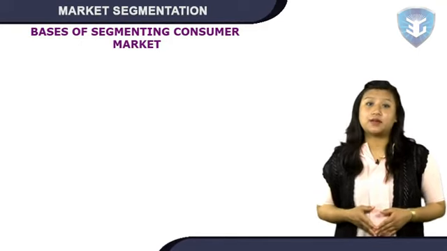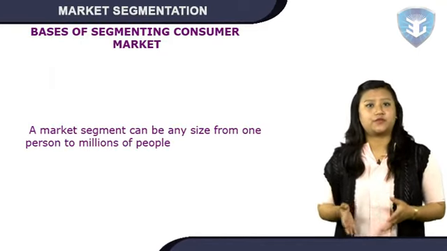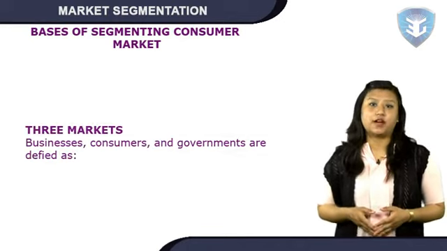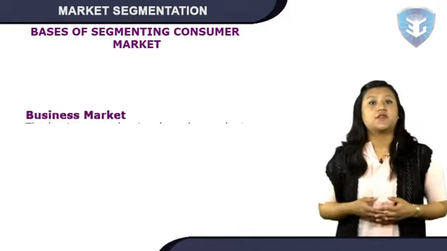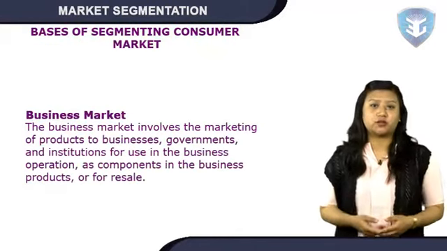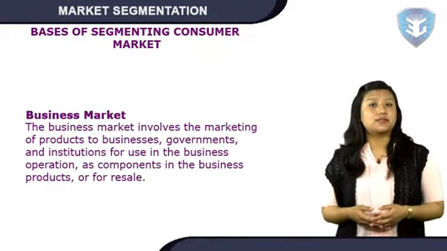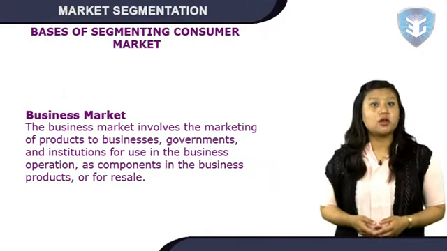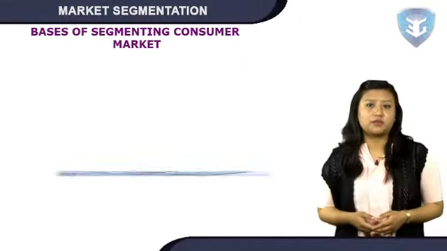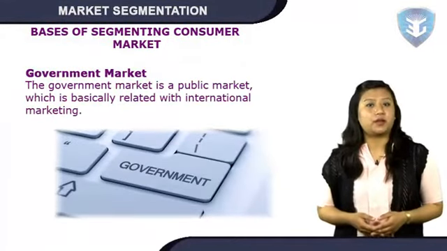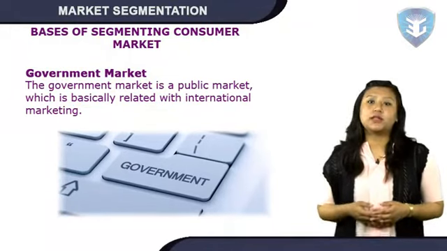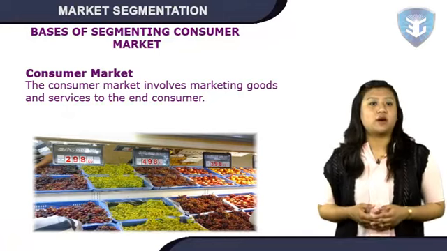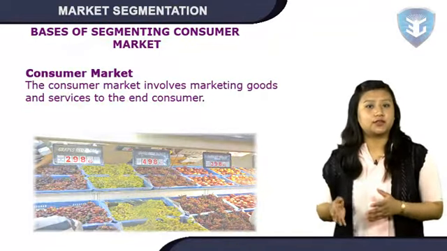A market segment can be any size from one person to millions of people. Three markets: businesses, consumers and governments are defined as business market. The business market involves the marketing of products to businesses, governments and institutions for use in the business operation, as components in the business products, or for resale. Government market: the government market is a public market which is basically related with international marketing. The consumer market: the consumer market involves marketing goods and services to the end consumer.